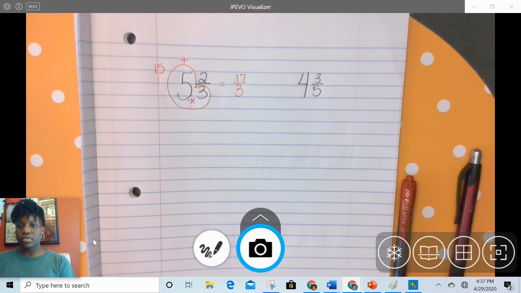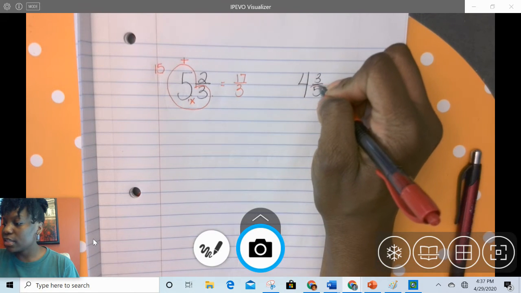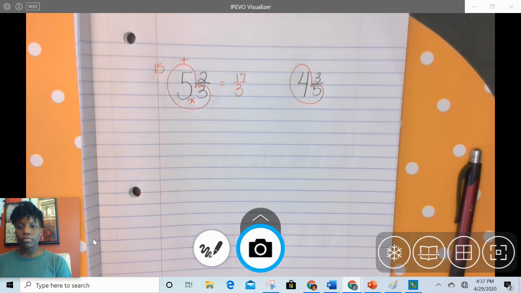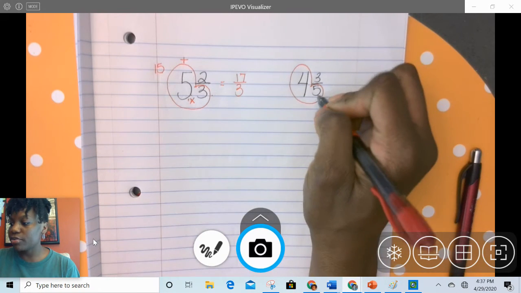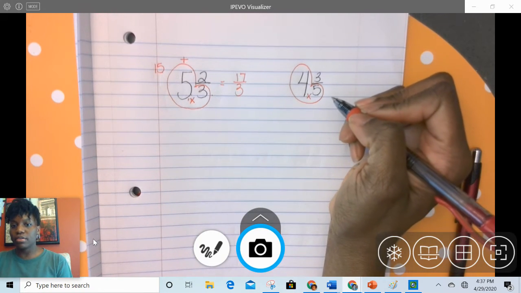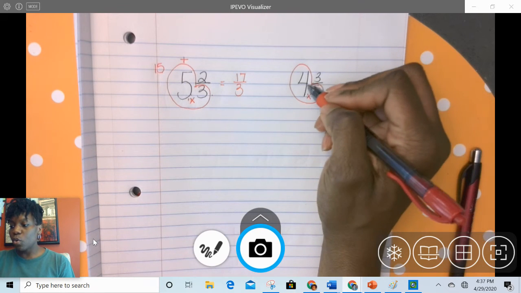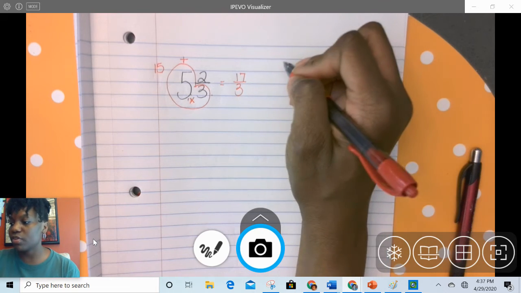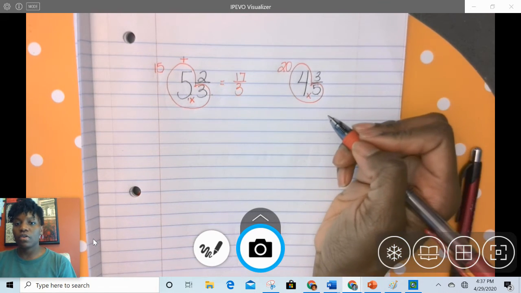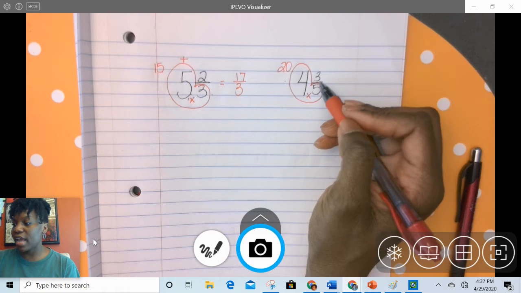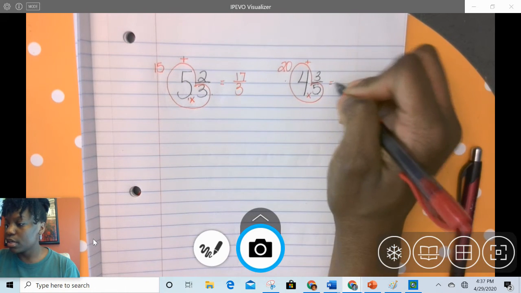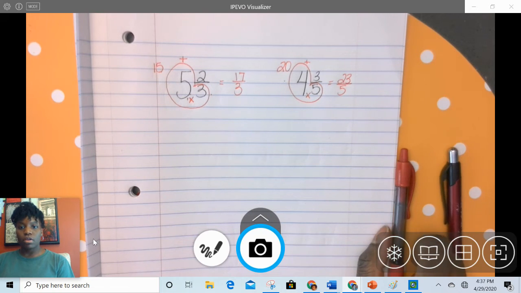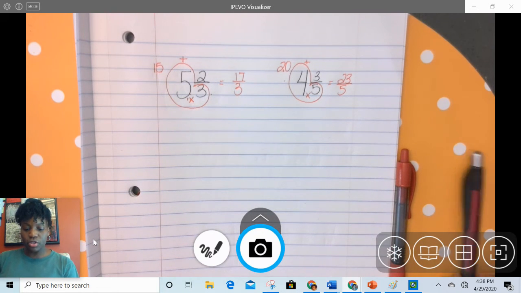So we're going to take the whole number and the denominator, and we're going to jelly bean it. Now we're going to multiply our whole number and our denominator together. So we want 4 sets of 5 fifths, and that's going to give us 20 fifths. Then we're going to take those 20 fifths and add 3 fifths to it, and that's going to give us 23 fifths. All right, let's try yet another problem.